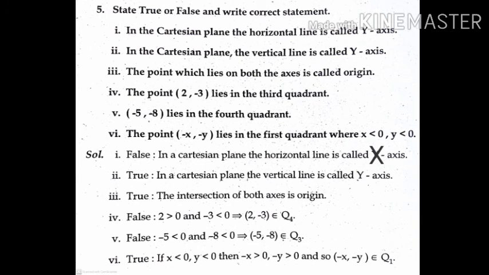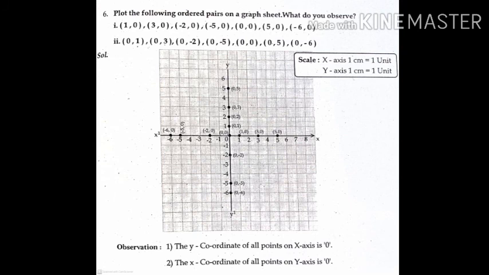Sixth question, the point (-6, -5) lies in the first quadrant where x is less than 0 and y is less than 0. Solution: true, because x is less than 0 and y is less than 0, then -x is greater than 0 and -y is greater than 0. So (-x, -y) belongs to quadrant 1. Last question of this exercise.